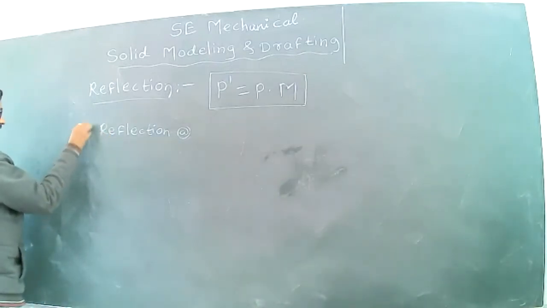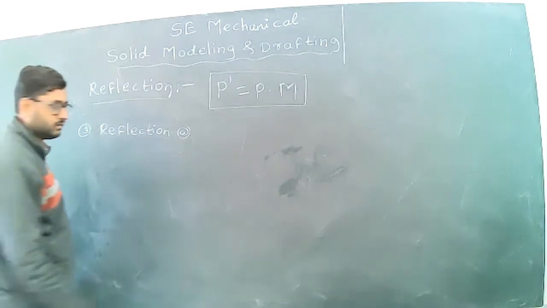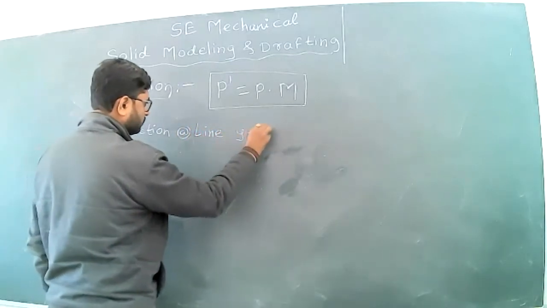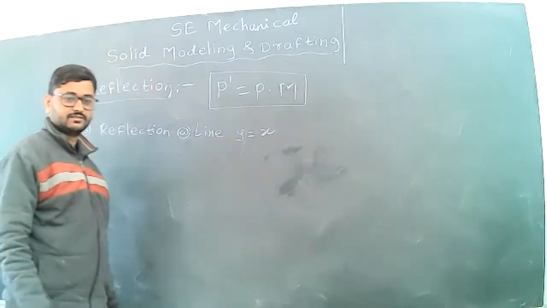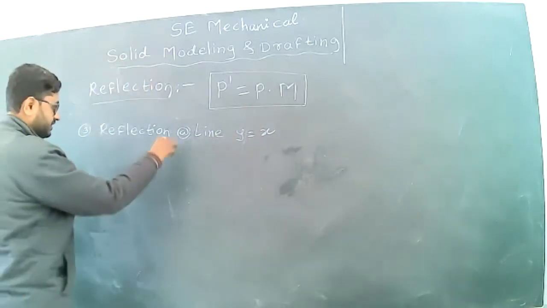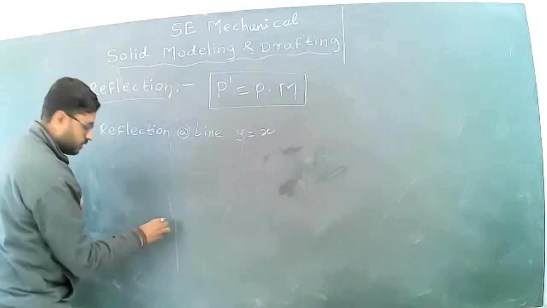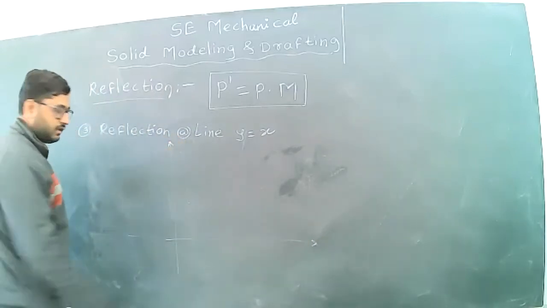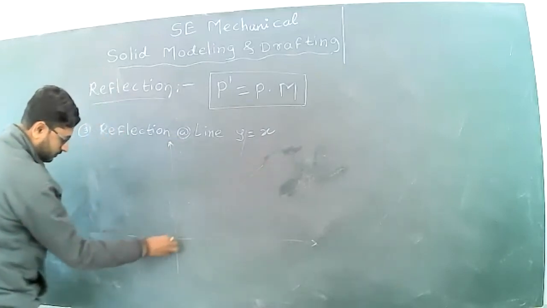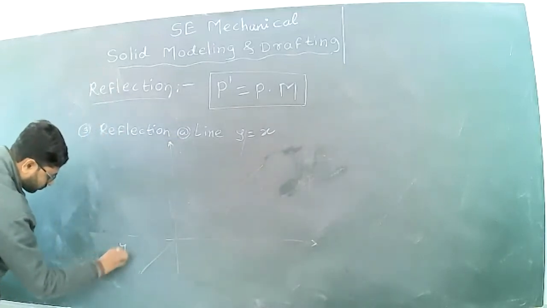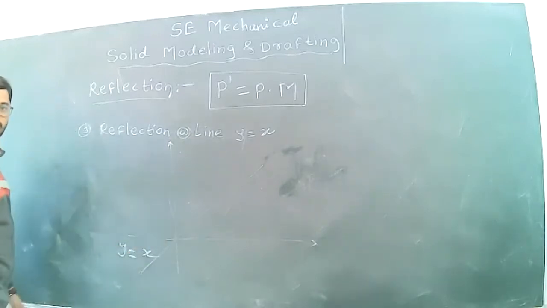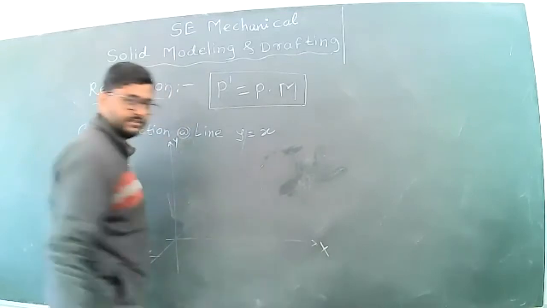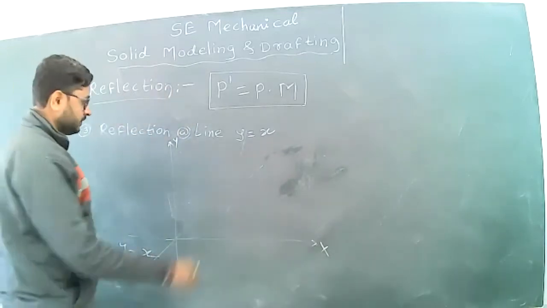Third condition is reflection about line y is equal to x. Just draw xy coordinates, x, y. Here the line is nothing but y is equal to x, with the y axis and the x axis.